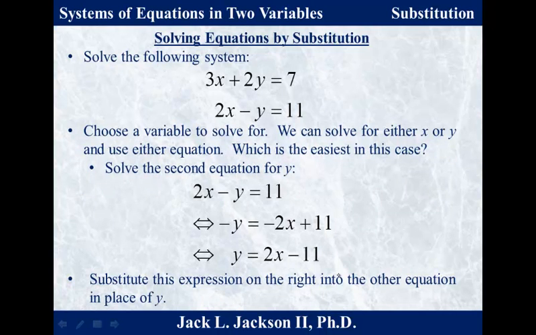Well, it looks to me like the easiest thing to do is to solve the second one for y, because all I have to do is add negative 2x to both sides and then divide both sides by negative 1 to get y equals 2x minus 11. Now, this is what y is if you're on the second line. But it's the same y if it's a solution to the simultaneous system. So this is the value of y that we can plug in place of y in the other equation.